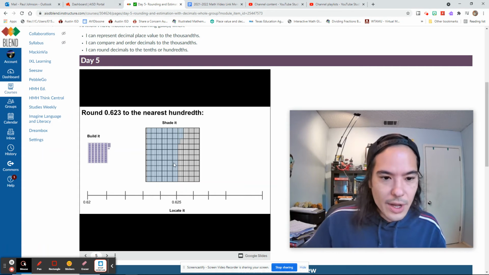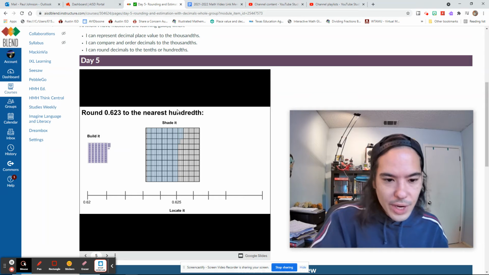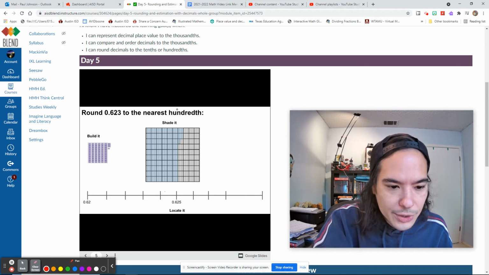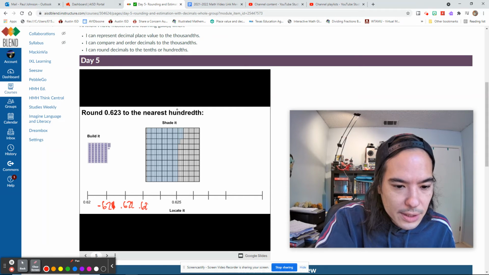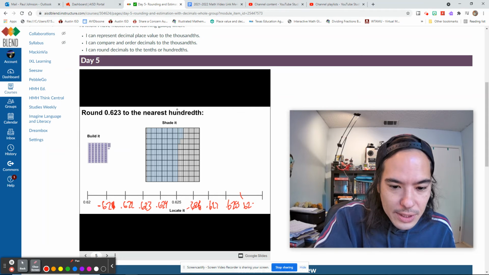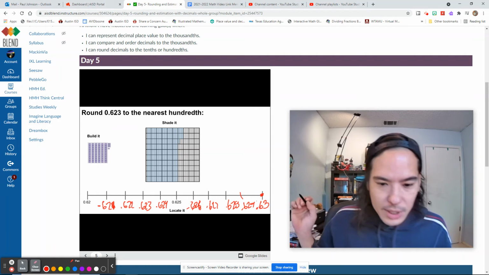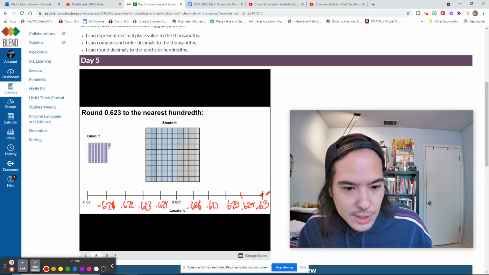Now they're trying to get you to figure out to round to the nearest hundredth. All right, before we were rounding to the nearest tenth, this time we're rounding to the nearest hundredth. All right, so this looks like our number line is going to be that's 621 thousandths, 622 thousandths, 623 thousandths, 624 thousandths, 625 thousandths, 626 thousandths, 627 thousandths, 628 thousandths, 629 thousandths, and this would be 63 hundredths. All right. So our number line goes from 62/100ths to 63/100ths.